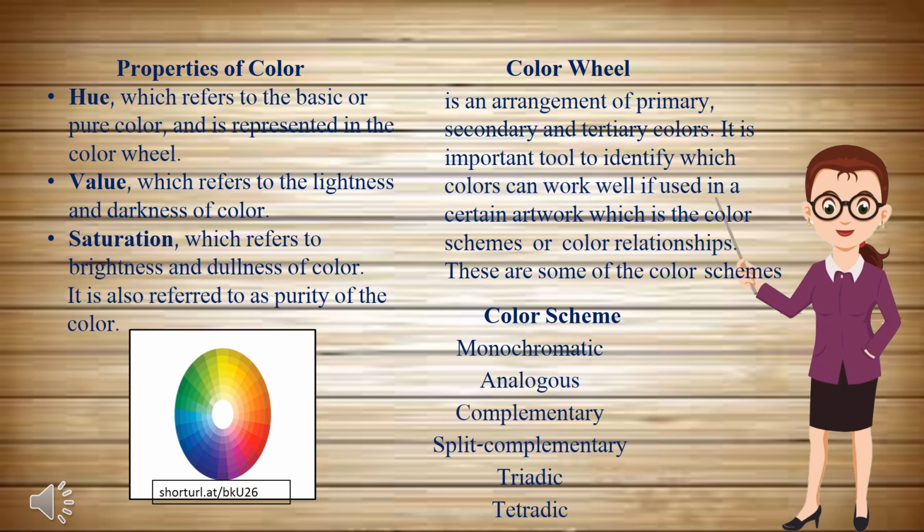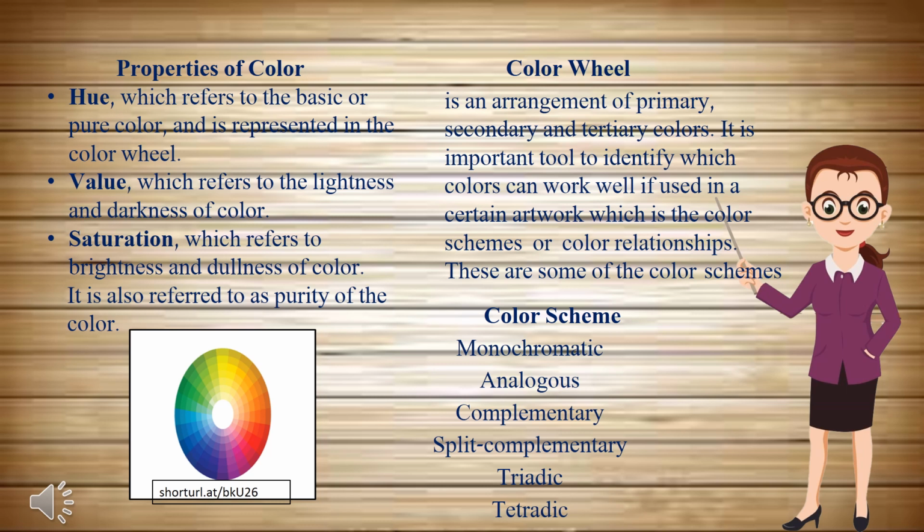Next is value. Value refers to the lightness and darkness of color. A light color or tint is the result of adding white to a hue, while a dark color or shade results from adding black to a hue.